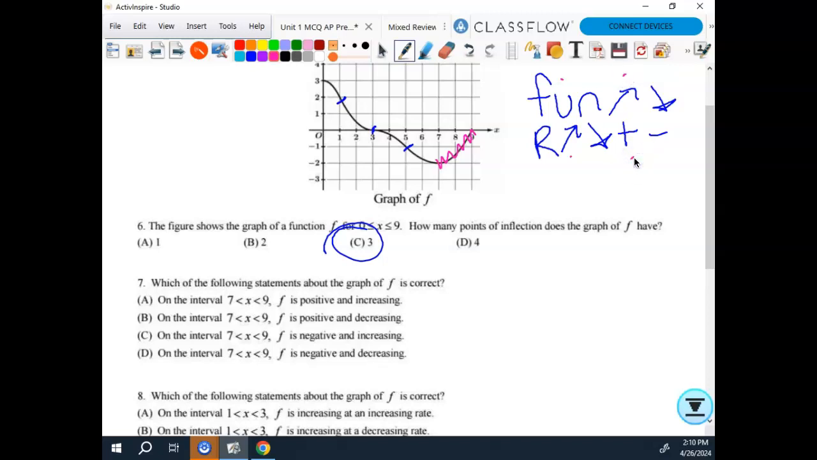Okay? Now I don't even know what it was asking, but it just says the function is positive and increasing. So I don't even care about the rate on this one, or positive and decreasing or whatever. But we decided it is negative, and it is increasing, and it is C. Okay. All right. Show me your answers for 8.